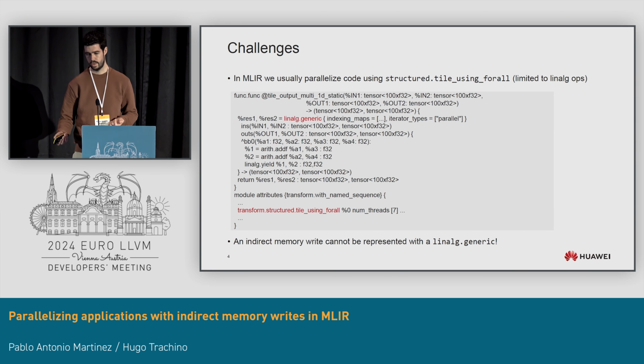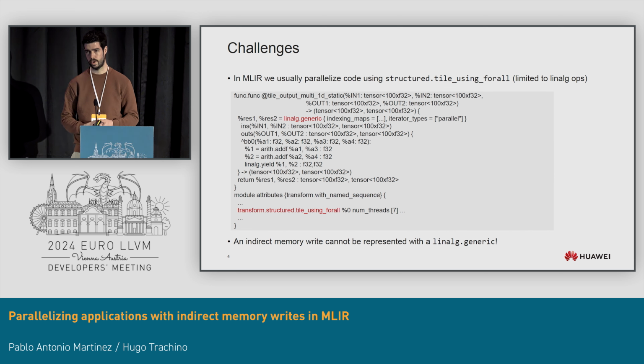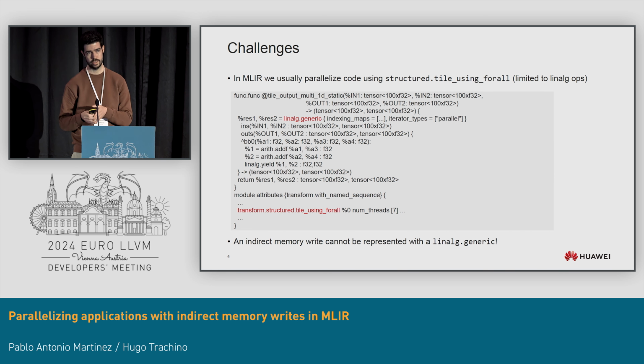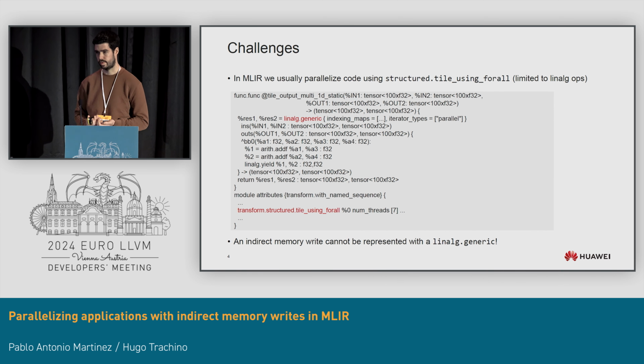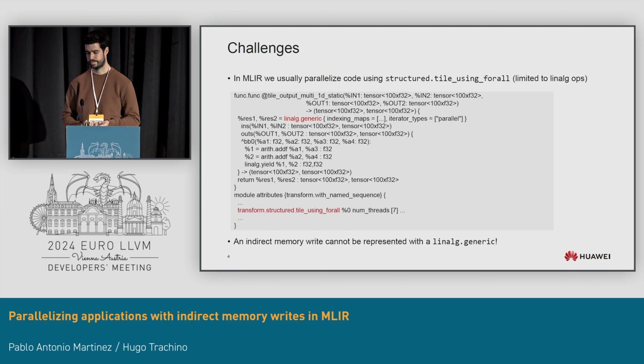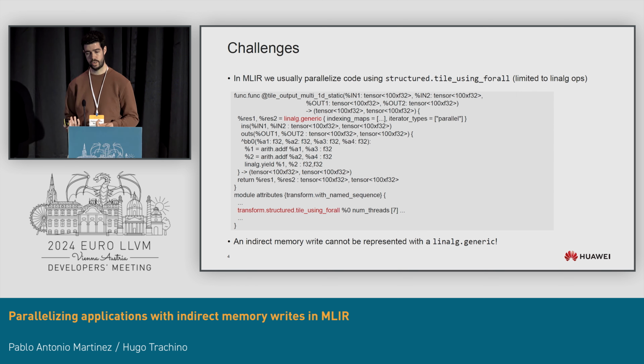Here we have a linalg generic representing a matrix multiplication or just a random kernel. But we cannot actually do this for an indirect memory write because you need to load the index that you are going to use, and then you need to use that index to actually access the data. So how can we parallelize these kinds of applications in MLIR automatically? Our approach is that we need to express this with SCF for loops.